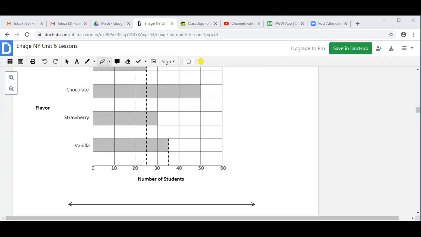So that is it for today's math lesson. And tomorrow we will continue with doing pictographs, which is gathering data using pictures to represent the numbers.